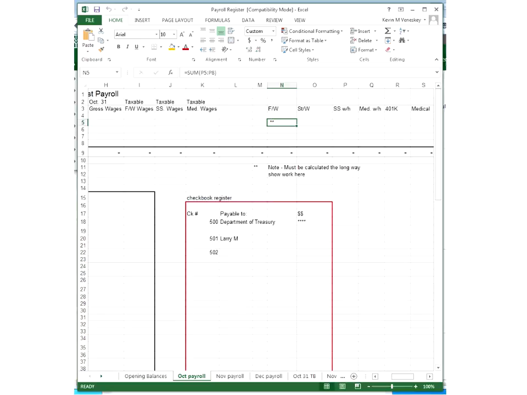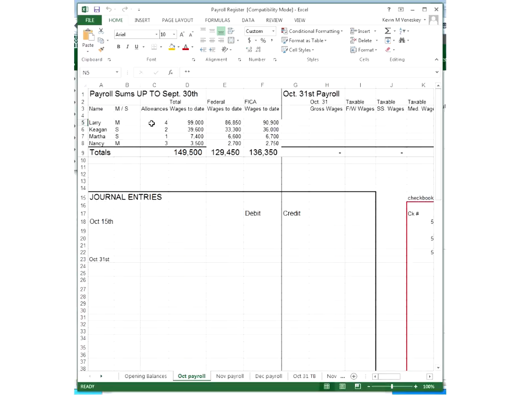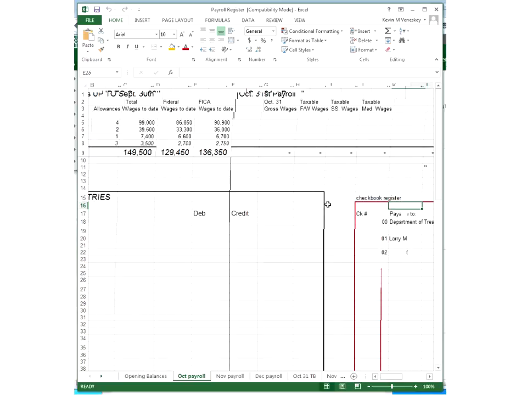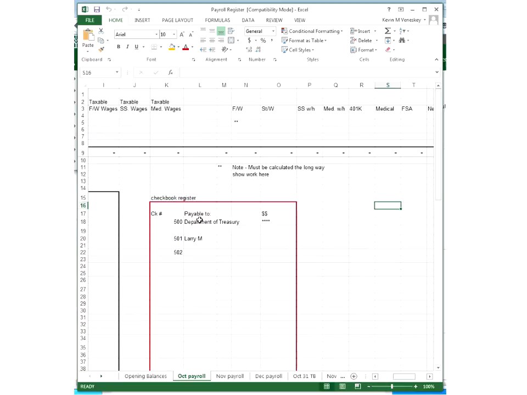And you'll notice these little stars, too. These little stars here are telling us that for this employee only, we're going to need to do the long method to determine the federal withholdings, because he makes quite a bit over the threshold for the charts at the back of the book.